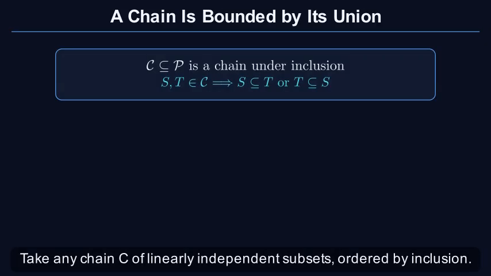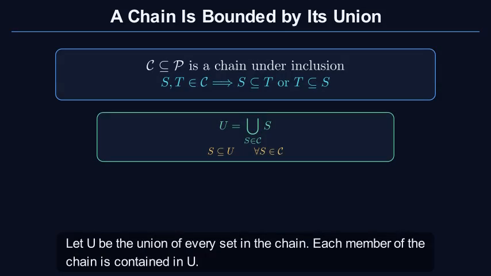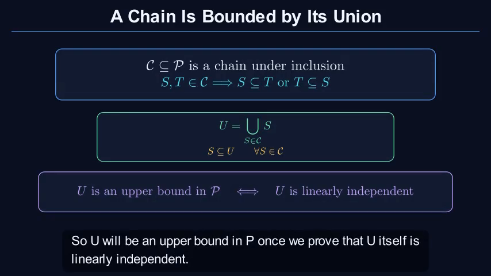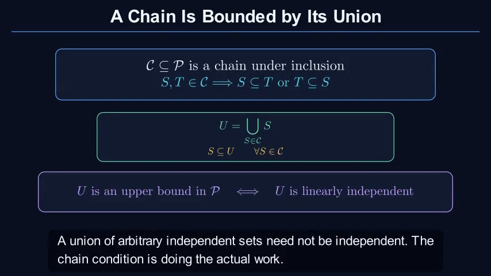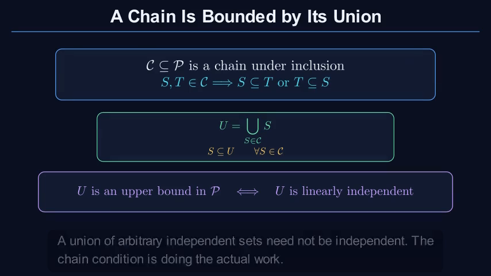Take any chain C of linearly independent subsets, ordered by inclusion. Let U be the union of every set in the chain. Each member of the chain is contained in U. So U will be an upper bound in P once we prove that U itself is linearly independent. A union of arbitrary independent sets need not be independent. The chain condition is doing the actual work.